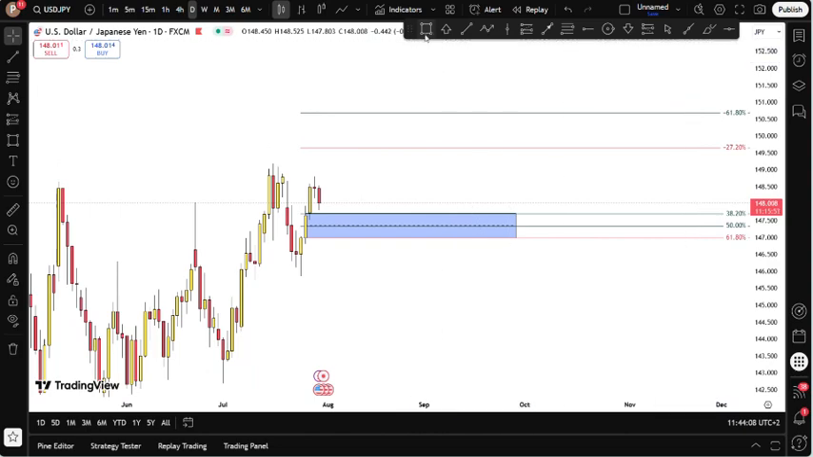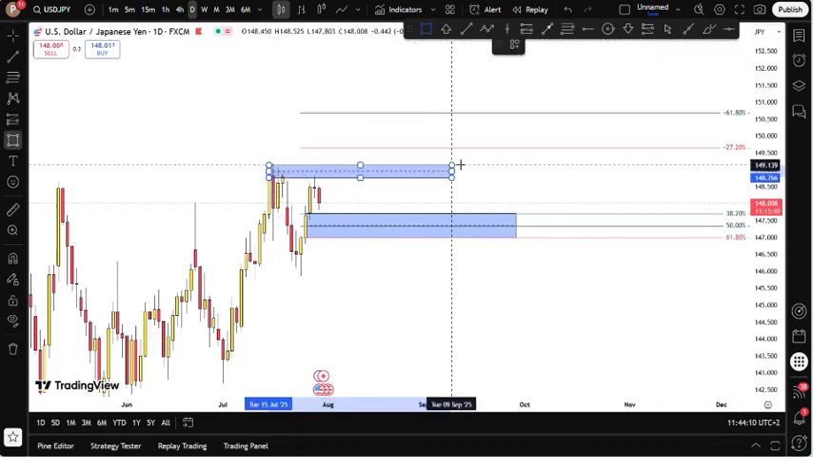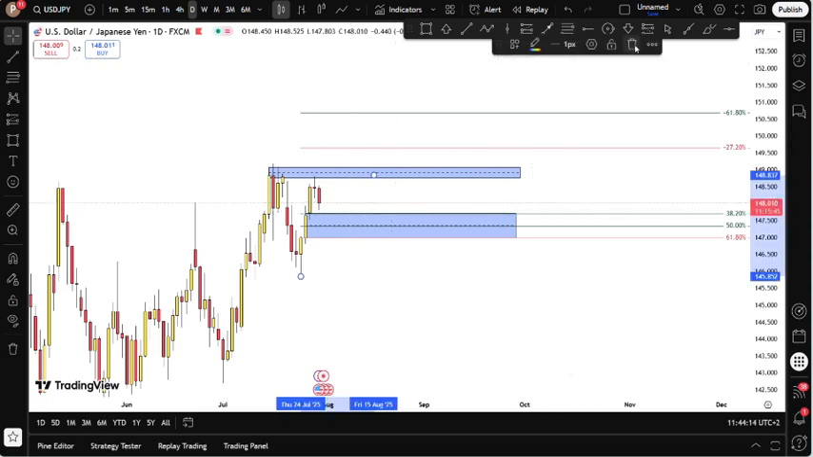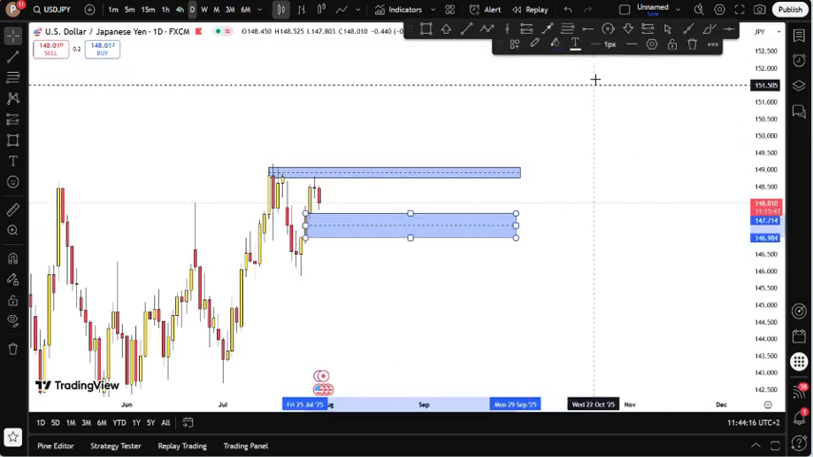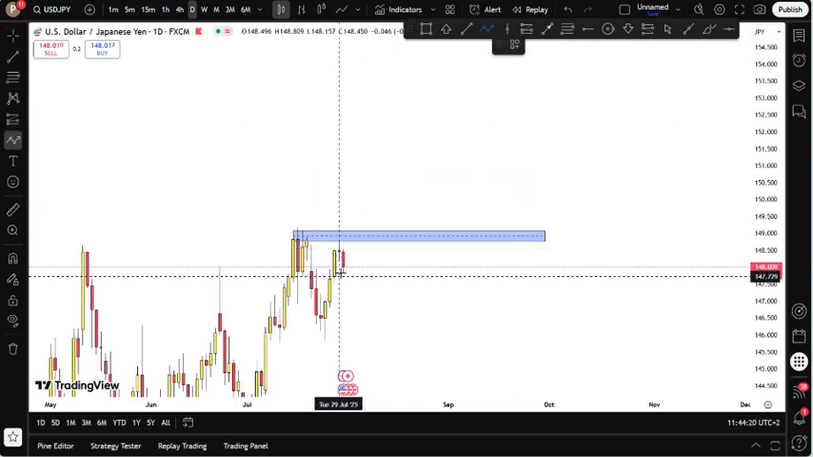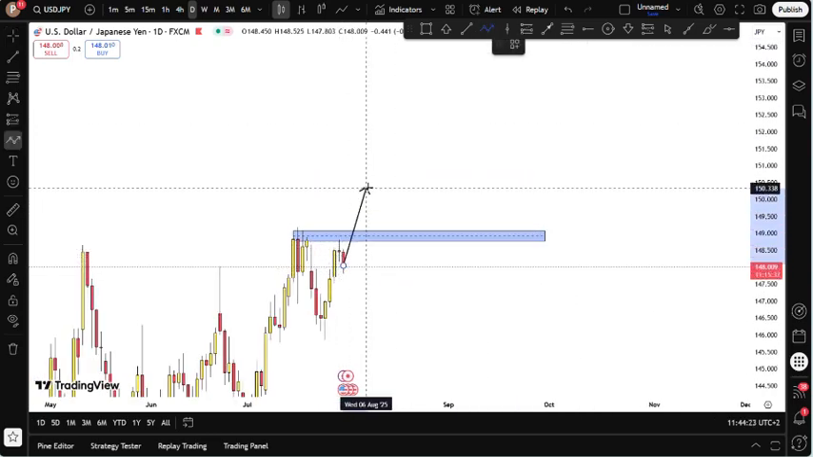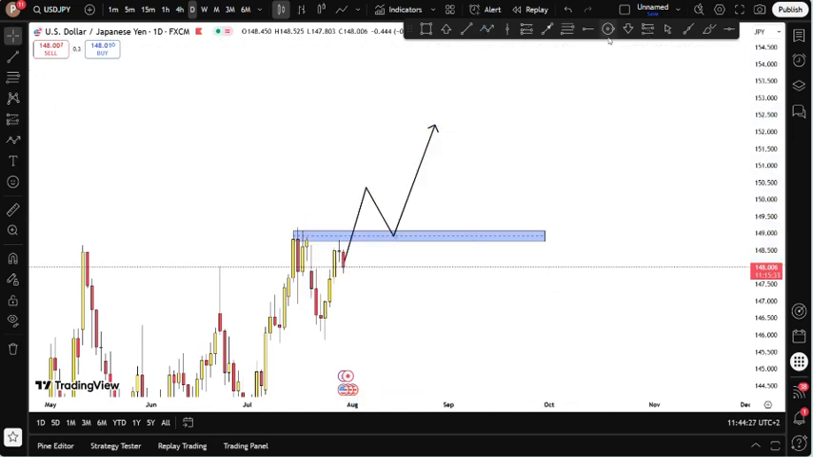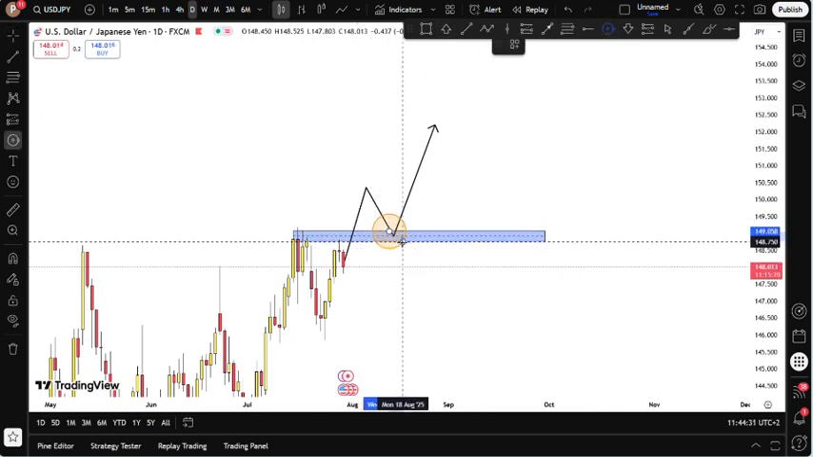Or we wait. As long as it's below this, guys, let's not play games. Let's not gamble. Let's be responsible. Let's be grown. Whenever this happens, we are buying, guys. Whenever this happens, we are buying here.